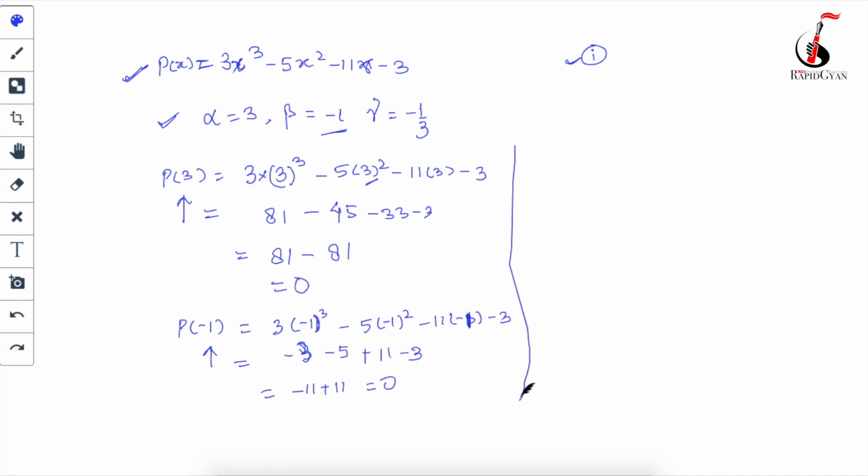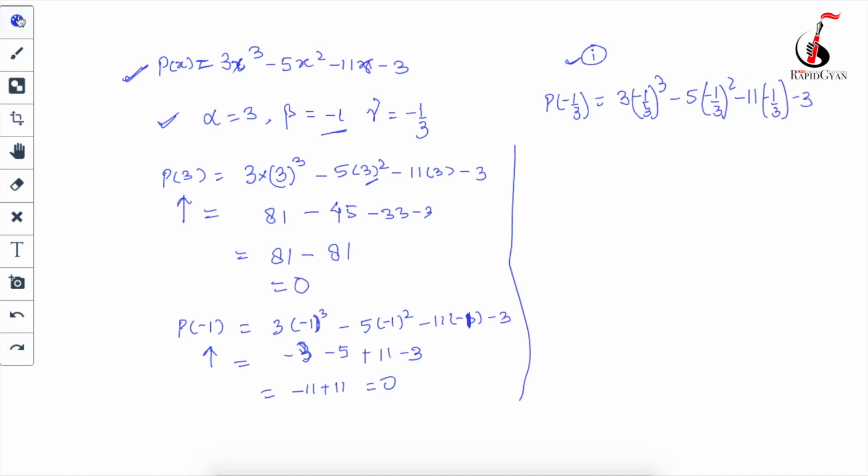Alright guys, now let's find p(minus 1 by 3). So p(minus 1 by 3) means 3 times minus 1 by 3 cube, minus 5 in bracket minus 1 by 3 square, minus 11 in bracket minus 1 by 3, minus 3.